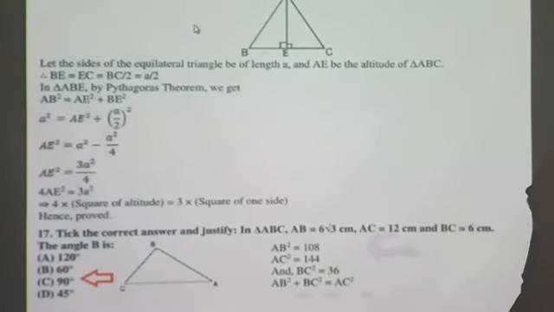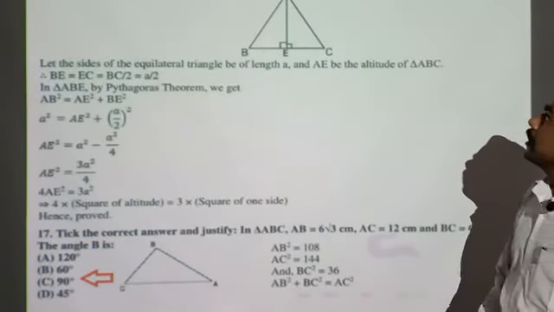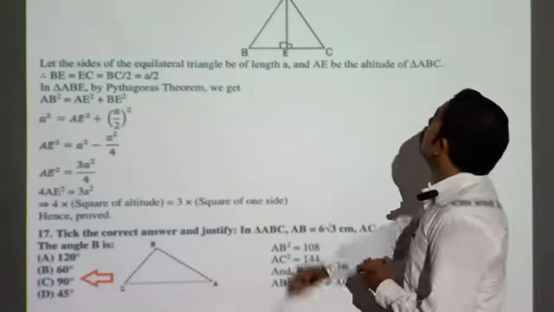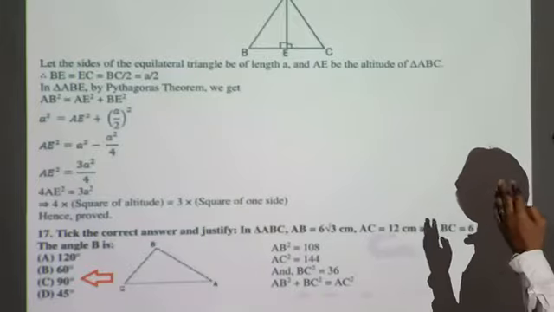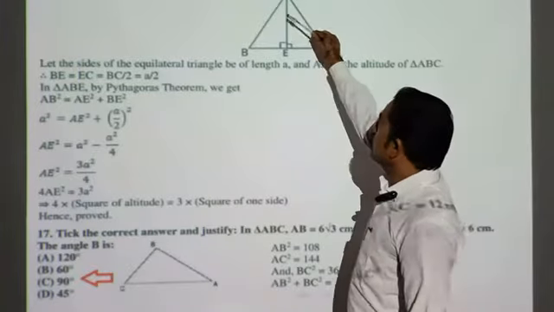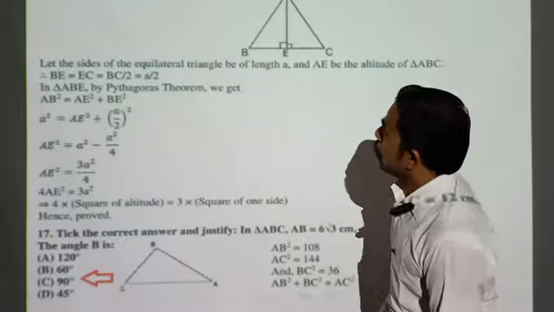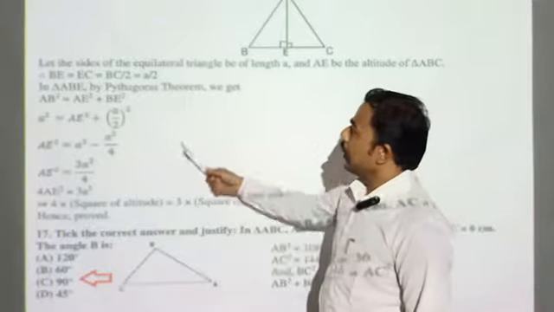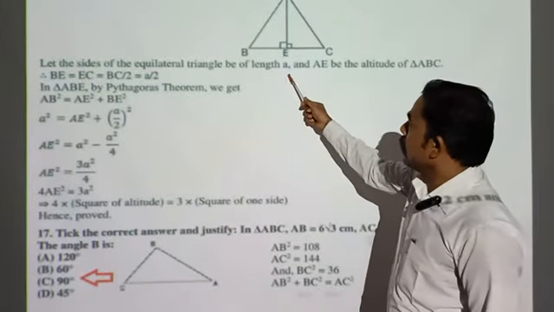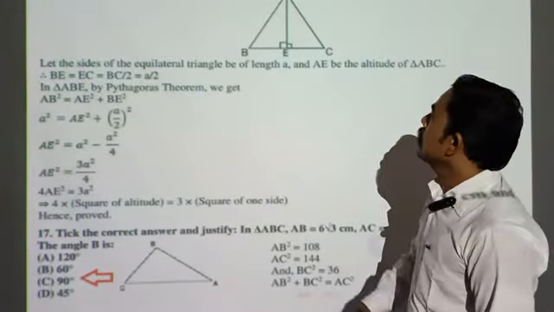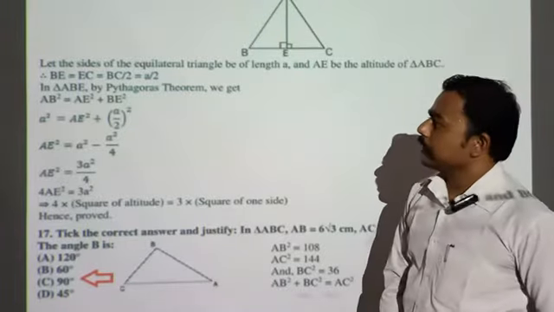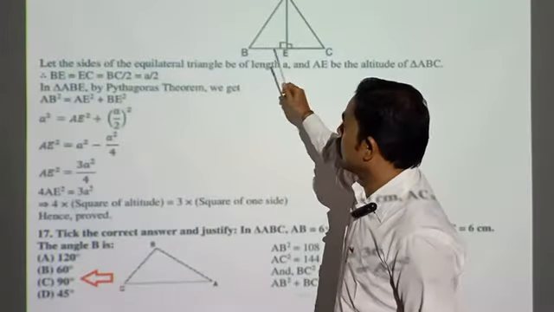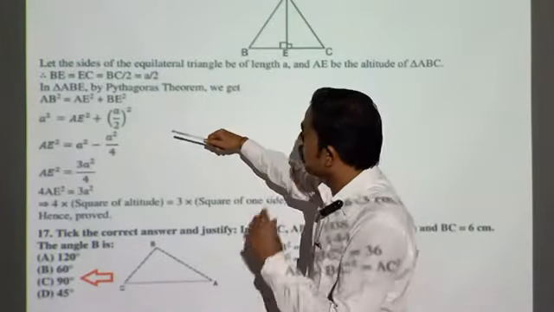For the next problem, in an equilateral triangle, prove that 3 times the square of one side is equal to 4 times the square of one of its altitudes. Now in an equilateral triangle ABC, we need to construct the height or altitude. Let the side of the equilateral triangle be length A, and AE is the altitude of this triangle. Now BE is nothing but A by 2, and similarly BC is nothing but A.